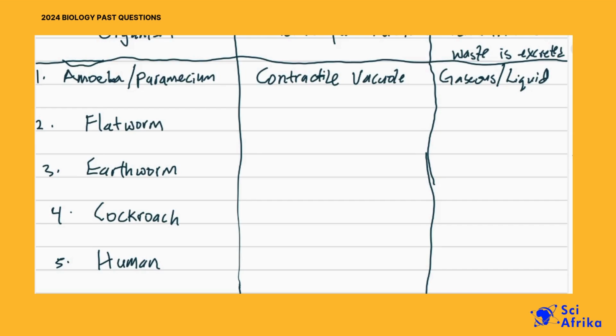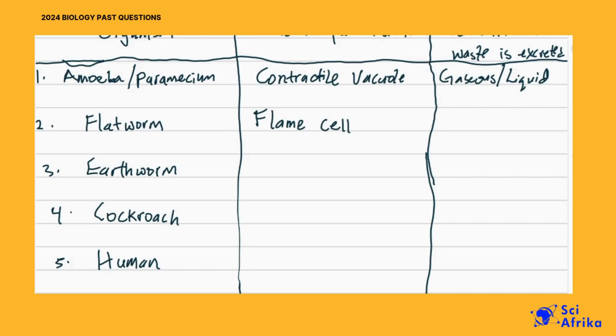For example, a tapeworm is a flatworm. That's one very common example of a flatworm. Liver fluke is also a flatworm, and planaria. Those three are flatworms. So they use what structure for excretion? The answer to that question is flame cell. They use flame cell for excretion. Flame cell is what flatworms use for excretion.